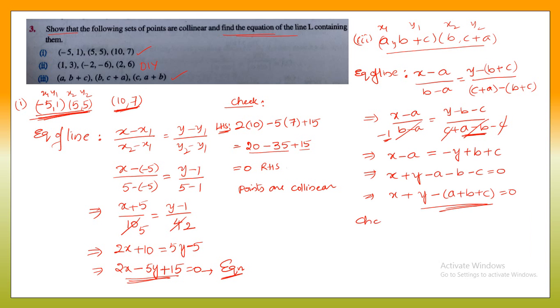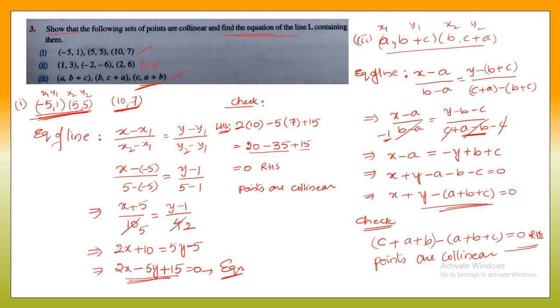Now finally, I need to check whether the 3 points are collinear or not. For that I need to substitute the third point. What is the third point? (c, a plus b). When I substitute x as c and y as a plus b, this is c plus a plus b minus of (a plus b plus c). So this is nothing but a plus b plus c minus a plus b plus c. This gives me 0, which is nothing but my RHS. That means it satisfies the collinearity. So clearly the given points are collinear.